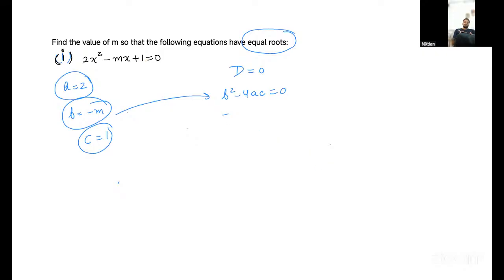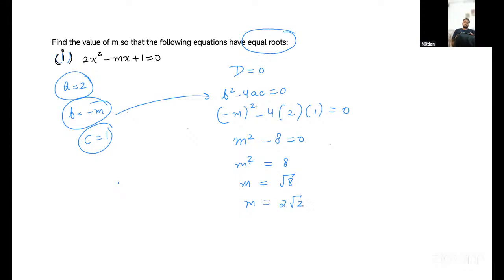So it will become now minus b square minus 4 into a, which is 2, into c, which is 1, is equal to 0. So it becomes m square minus 8 is equal to 0. m square is equal to 8. Then this square will go to the right side and become root 8. So m is equal to 2 root 2.